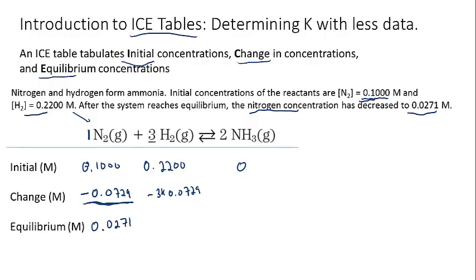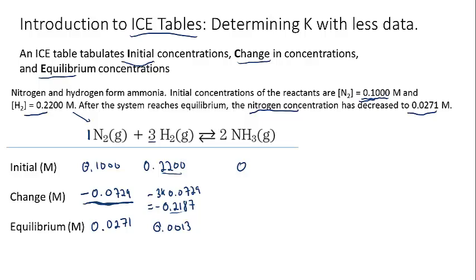And that equals minus 0.2187. And so our final concentration of hydrogen, therefore, is 0.2200 minus 0.2187, and that comes out to 0.0013. So that's the final, the equilibrium concentration of H2.